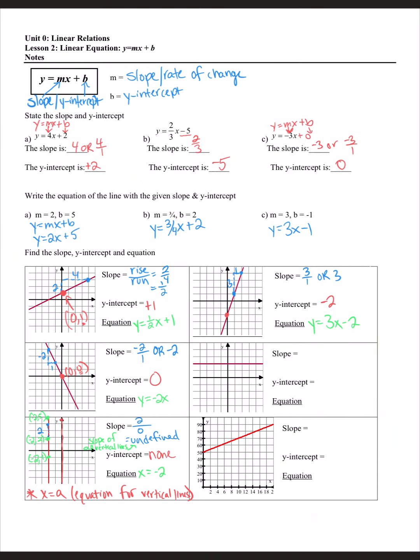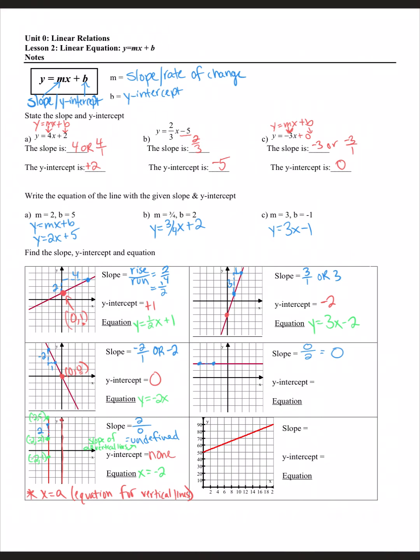Okay, there's the equation of the next one. Hopefully you're able to get a slope of 3 and a y-intercept of negative 2, which makes your equation y equals 3x minus 2. We're going to look at another special case. This time we have a horizontal line. And so we talked about, again, in the previous day's notes, what is the slope of a horizontal line. So we will look at any 2 points. Let's go from left to right here. Our rise is 0. We don't have to go up or down at all to go from one point to the next. And our run is 2. So that makes our slope 0.